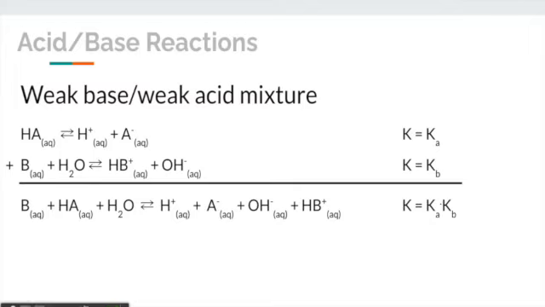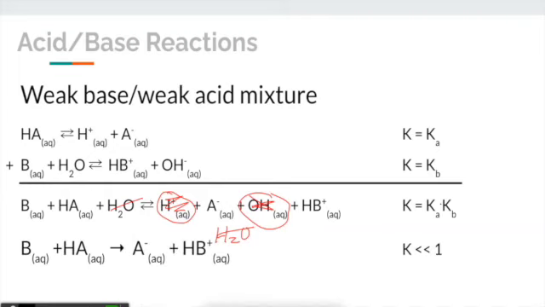Let's look at what we can cancel out here. We know that OH minus and H plus don't exist to any appreciable extent together because it's a strong acid and a strong base. So these are going to actually react to form water. So they're not there. And that allows us to cancel off this water. So when we put this all together, we're going to have the weak base plus the weak acid making the conjugate base of the weak acid and the conjugate acid of the weak base. And the K for this reaction is Ka times Kb.